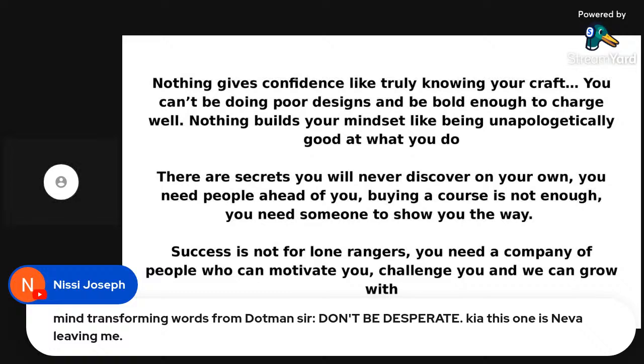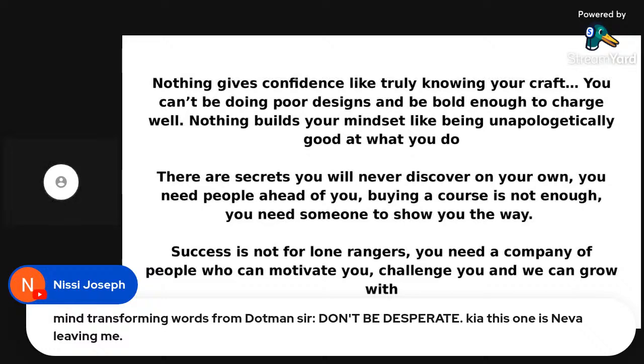You know that you can always deliver. You're a goat. When I mean goat, greatest of all time. You always deliver. You can't be doing poor design and be able to charge well. You don't think you can charge 50K for a flyer? You can, but not with your present skill level. You are not excellent yet. Nothing builds your confidence like being unapologetically good at what you do.